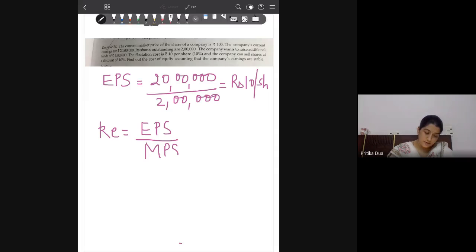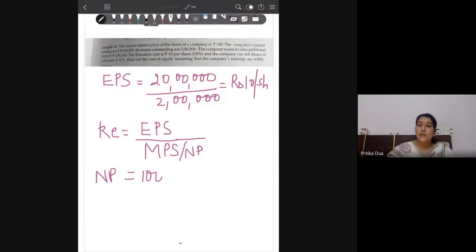Since this is fresh equity, this will be the net proceeds. Okay, so here I'll take the net proceeds because there is no market price. We are calculating the cost of equity for the fresh funds which are to be issued. So net proceeds will be 100.